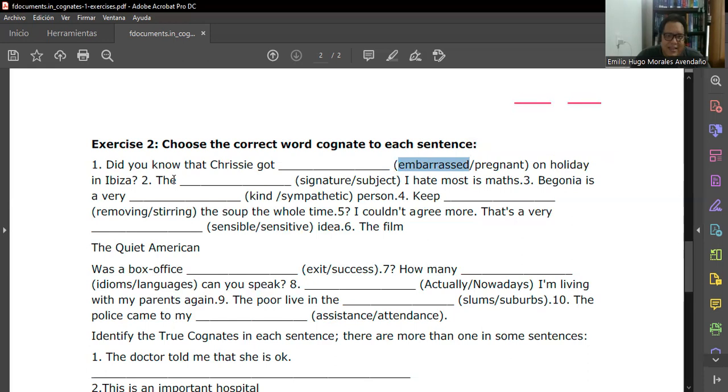The next sentence said the signature or subject I hate most is math. Okay, in this case, signature could be confused with the word asignatura in Spanish, but subject is the word with the right meaning for this sentence, because the sentence talks about math. Habla de matemáticas, está hablando de matemáticas. Entonces aquí sería the subject I hate most is math. Estamos encontrando cognados falsos. Now, the third sentence is begonia. It's a very kind / sympathetic person.